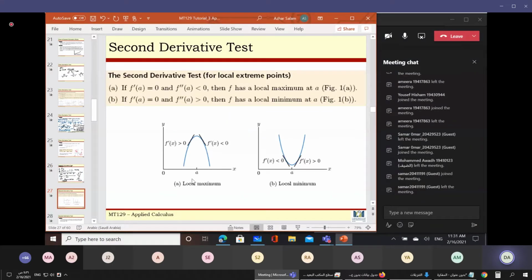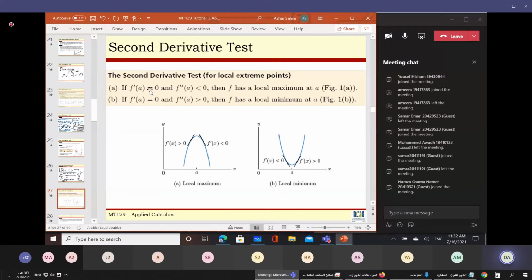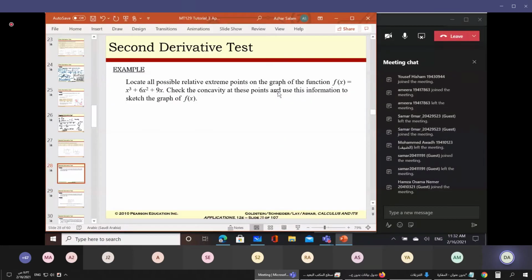Okay, this is the slide. As we said, I use the first derivative to find the critical point, then substitute these values in the second derivative and find the sign. If it's positive, it will be minimum. If it's negative, it will be maximum. And we will apply some examples.